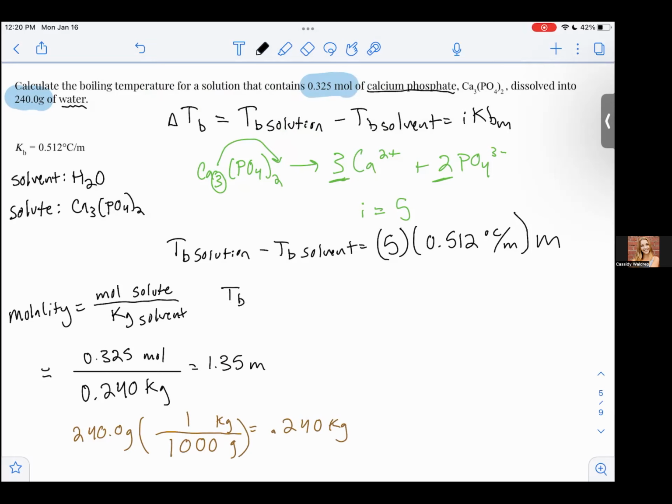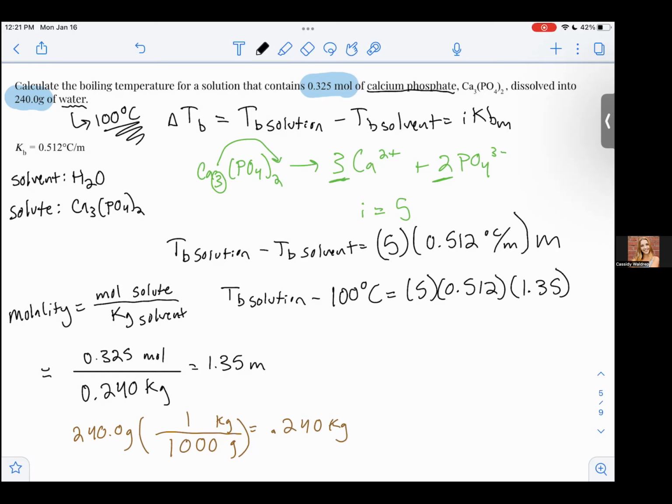Okay, back to our equation. We have our boiling temperature of the solution. That's what we're trying to find. So we don't know what this is. But do we know this? The boiling temperature of our solvent. We do because it's water. So in problems with water, it's not going to tell you, but you just need to know that your boiling temperature is 100 degrees Celsius. That's just a standard. So I'm going to put in 100 degrees Celsius equals 5 times 0.512 times 1.35 molality.